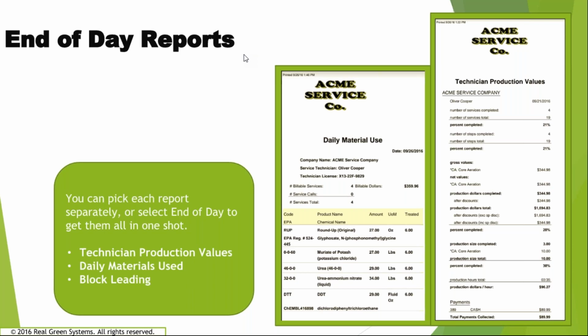You were assigned X number of jobs, you completed this amount, which in our example here is 4 services completed out of 19, or 21%. Then total stops, total gross value, net value, production size, and production hours, so how many hours were actually done on the service and between the services, and payments collected out in the field.